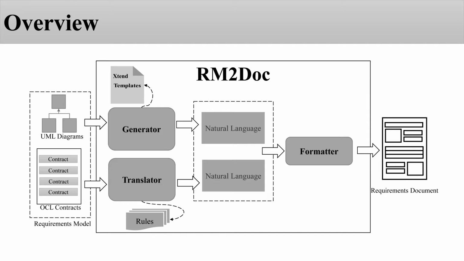Our method has 3 steps. Firstly, generate natural language from UML diagrams based on STEN templates. Secondly, translate OCL contracts to natural language by applying our transformation rules. Finally, format all natural language obtained in the first 2 steps to form a requirements document.